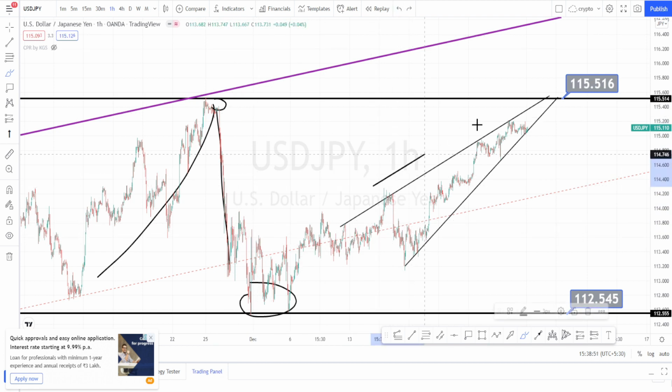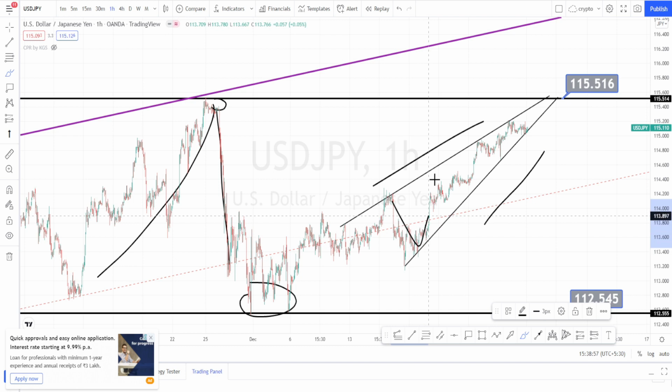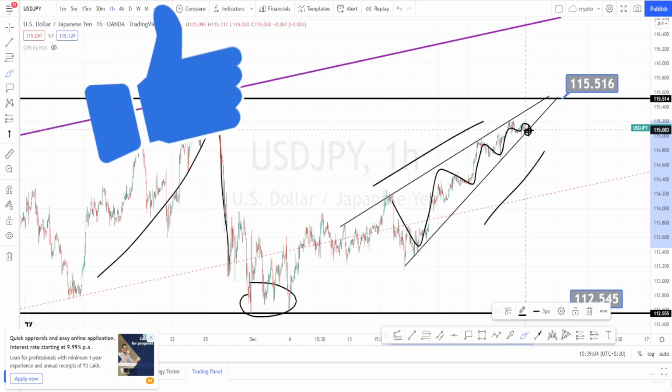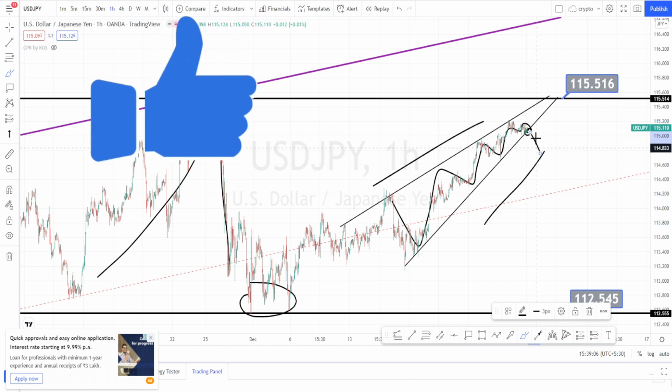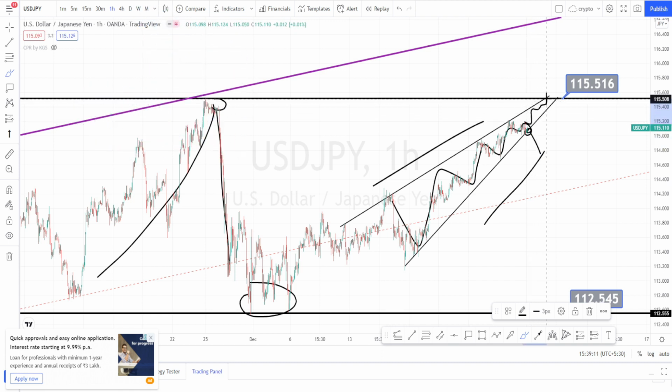I have drawn the resistance line and the support line. Still the momentum is on the bullish side, but the movement is slow. So it has to break this support line to actually have a trend reversal. Even if it continues, we can expect it to test the resistance level of 115.516, then the trend reversal to happen, because we are already seeing a sign of slowdown in the bullish momentum.